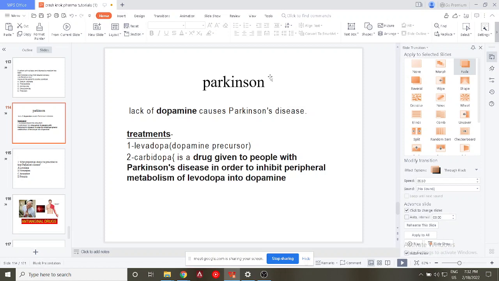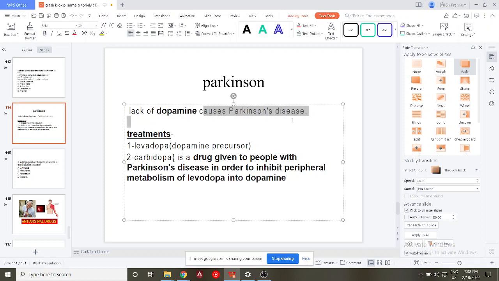So the problem with Parkinson is lack of dopamine. So when you have too little dopamine, it causes Parkinson disease. So the treatment is levodopa and carbidopa. So it's two drugs you're going to use at the same time. So what is levodopa? Levodopa is a dopamine precursor. So when you inject it into the blood, it forms dopamine. So it's going to cure the deficiency of dopamine.